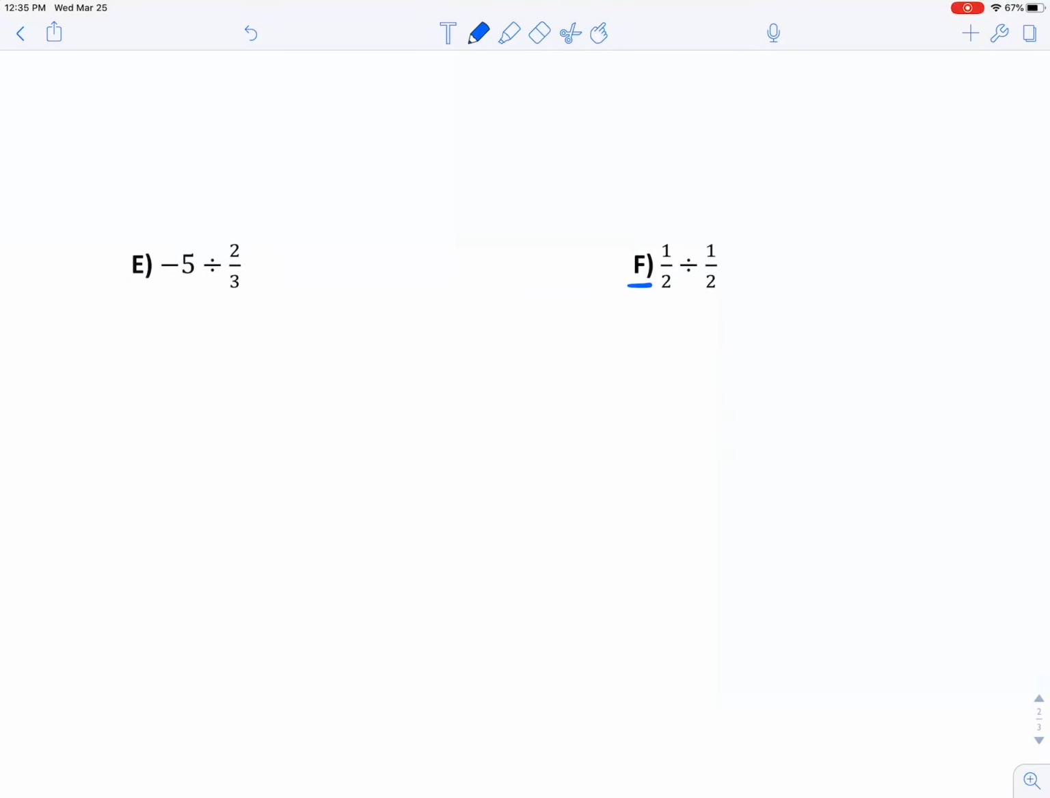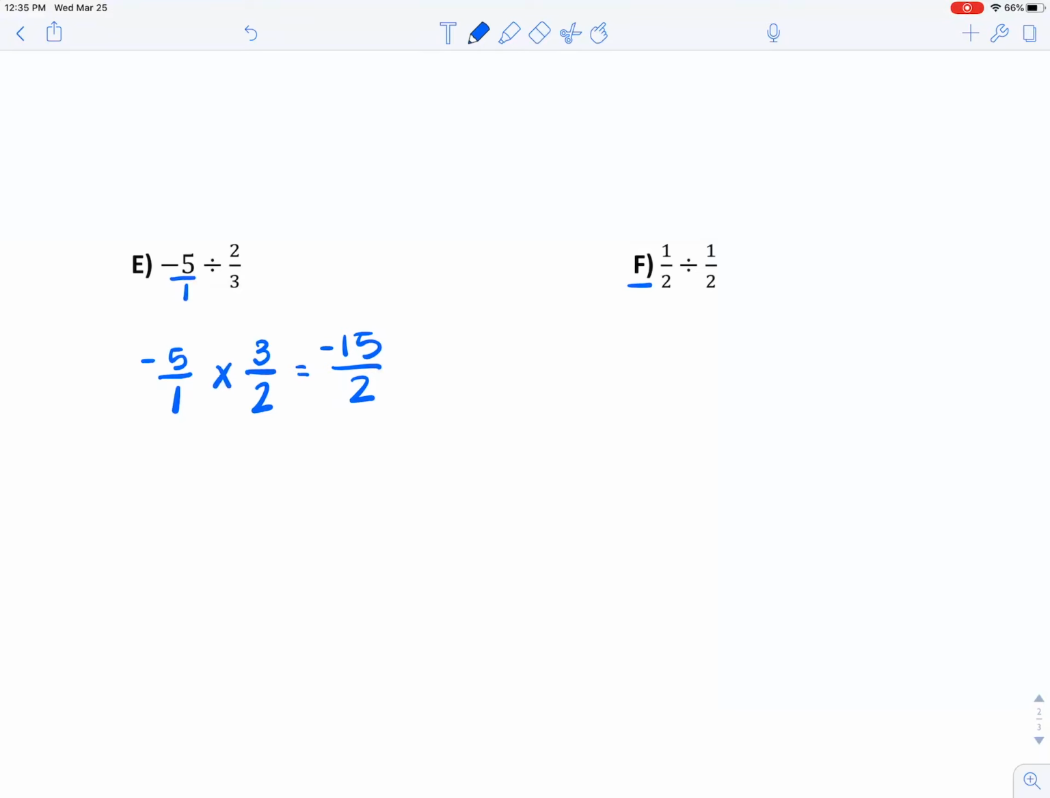So let's take a look at letter E. We have negative 5 divided by 2/3. I want to first write negative 5 as a fraction. So negative 5 over 1 is the same thing, because negative 5 divided by 1 is still negative 5. So let's leave it, change it, and flip it. I do not see anything that you can simplify initially there, so let's just multiply across. Negative 5 times 3 is a negative 15, and 1 times 2 is 2.